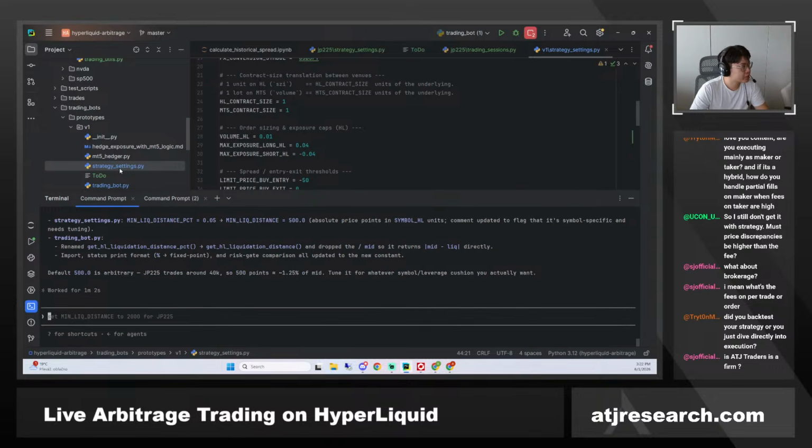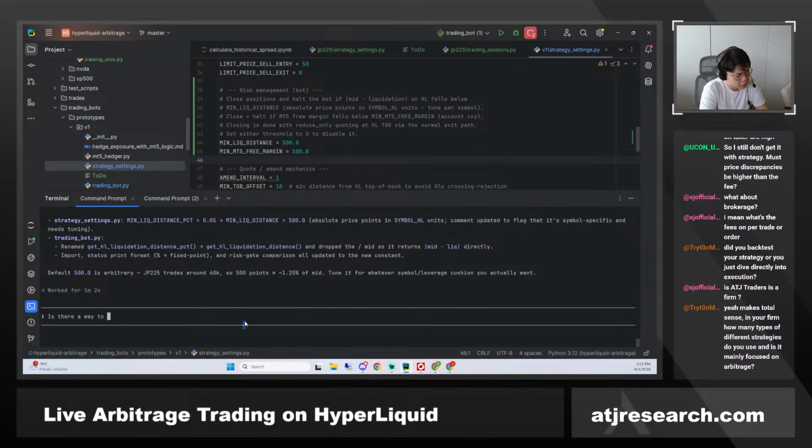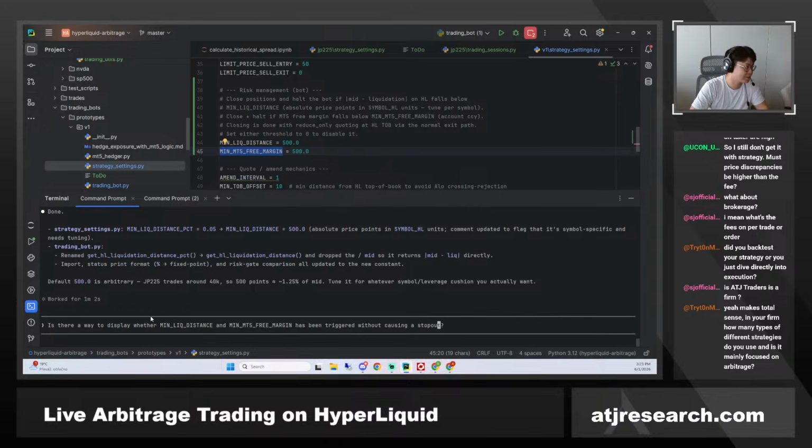Okay, so we renamed the strategy settings. Here we have the minimum liquidation distance and minimum free margin. And so I will ask Claude, is there a way to display whether min liquidation and min free margin has been triggered without causing a stop out? Or more like a test?